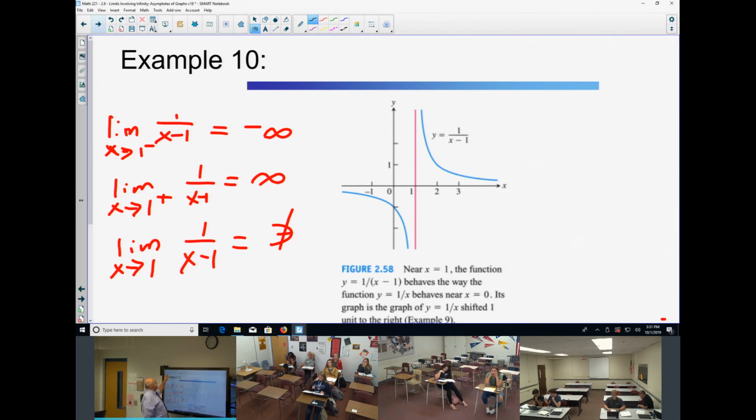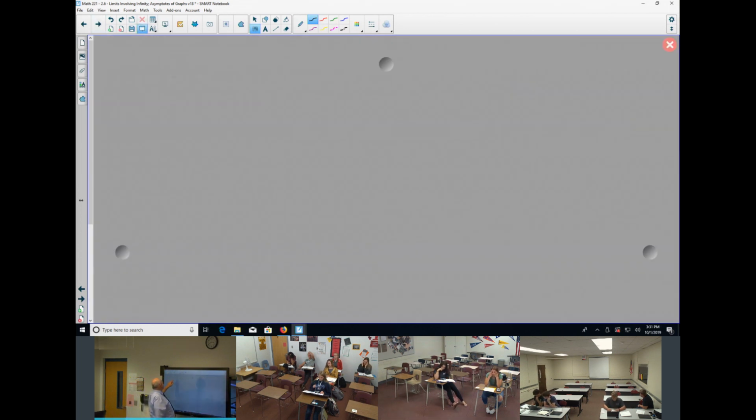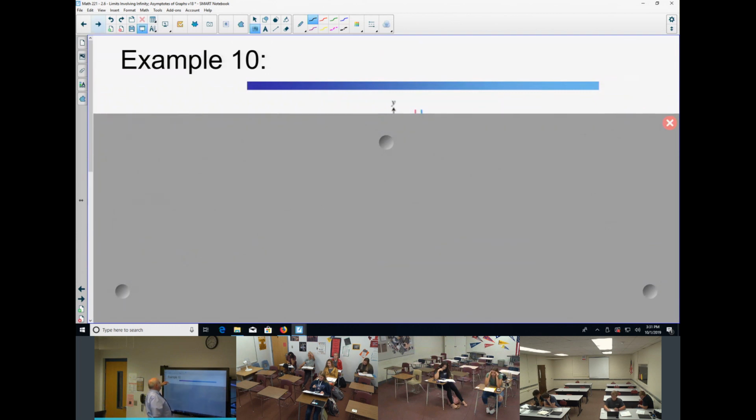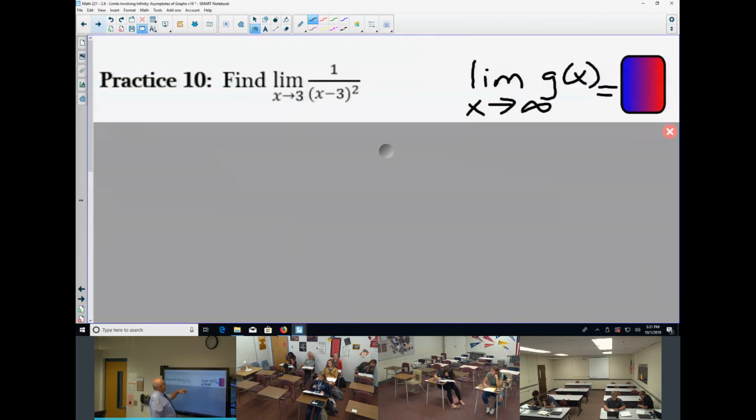All right, so let's have you do practice 10. And you can either put it in your calculator and look at the graph, or you can just reason it through, thinking about the left-hand limit and the right-hand limit.